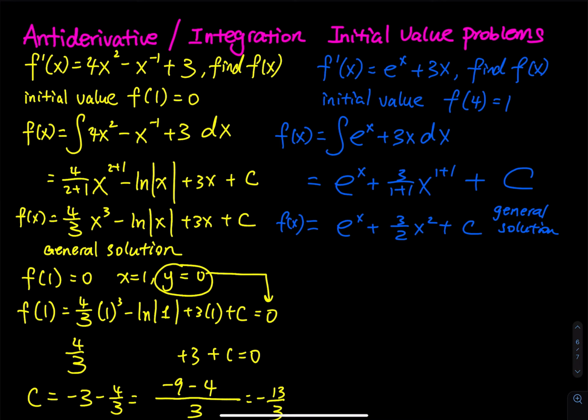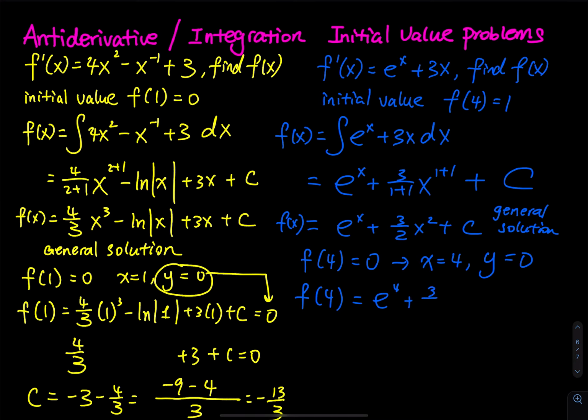And then I gave you f of 4 is equal to 0, right? So f of 4 is equal to 0. That means when x is equal to 4, y is equal to 0. So we have f of 4 equals e to the 4th plus 3 over 2 times 4 squared plus c, and at the end of the day, that is equal to 0, and then we have to solve for c.